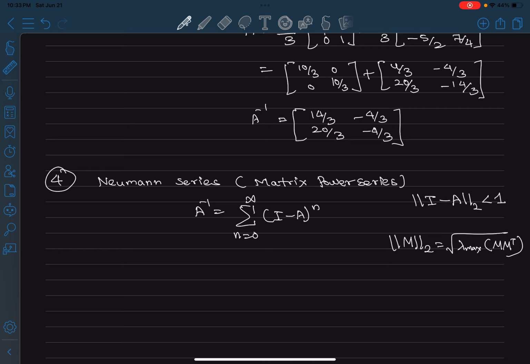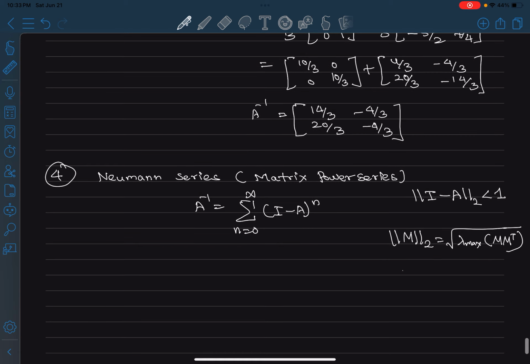then M and M transpose will have the same lambda values. So for a square matrix, you can just say it will be the absolute value of the lambda max of the square matrix M. So that's the thing. Over here, this I minus A needs to have all eigenvalues less than 1, and if that's the case, you can use this formula.